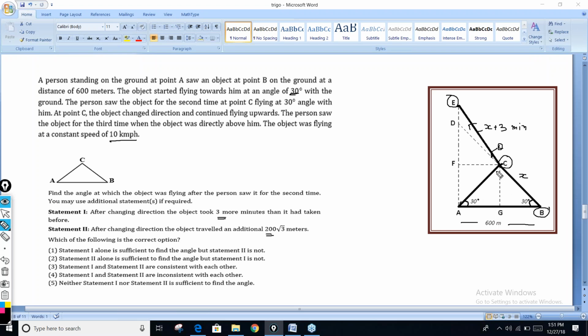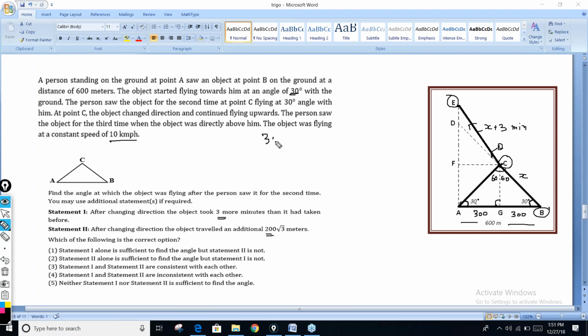This is 30, this is 30, so this angle will be 120. Or let's say if I drop a perpendicular here, this angle will be 90, so this is 60. This is 90, this is 30, so this is again 60. And this becomes an isosceles triangle, because the 30 degree angles are equal, so these two sides are equal. And in an isosceles triangle, if you drop a perpendicular, it bisects the base. So if the complete side was 600, this will become 300 and this is also 300.